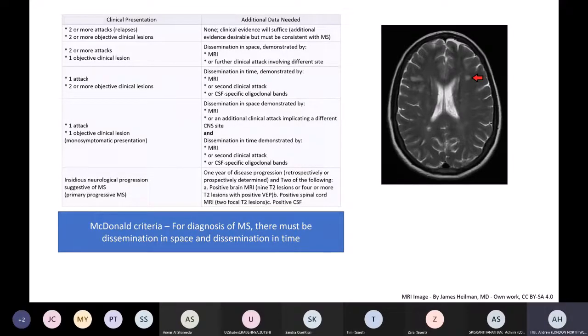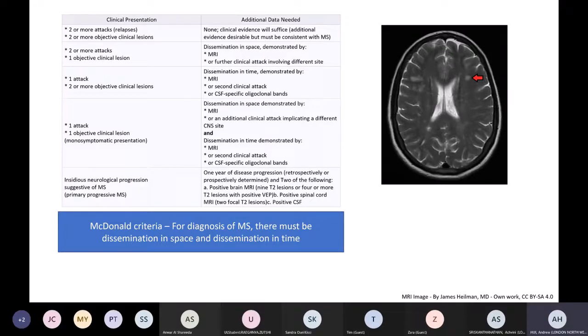Some questions might also talk about oligoclonal bands, which are unmatched. That is, you'll see them in the CSF, but not in the serum. Again, the oligoclonal bands represent antibodies raised against myelin, which causes the demyelination, and that illustrates dissemination in time.